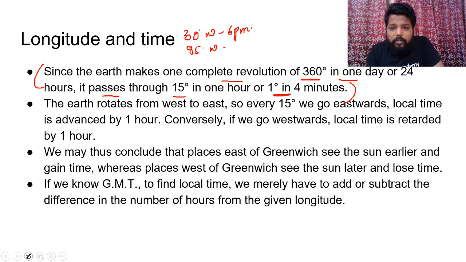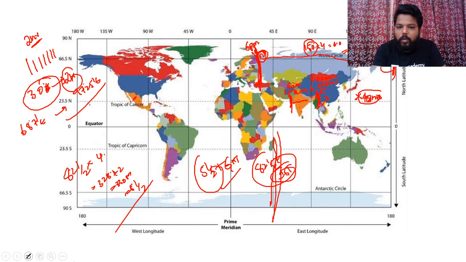So the answer is 2:20 p.m. The answer for the second question which I have given is 2:20 p.m. Clear? So every country maintains such a standard time zone line, and now there are chances that you may get a question from the standard time zone line.